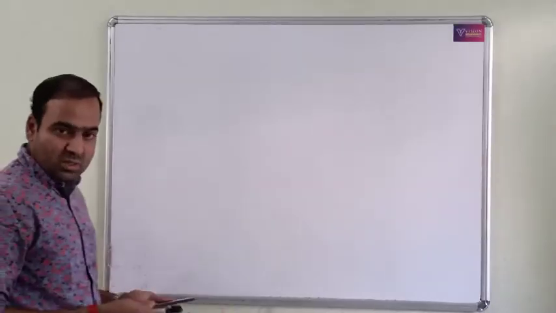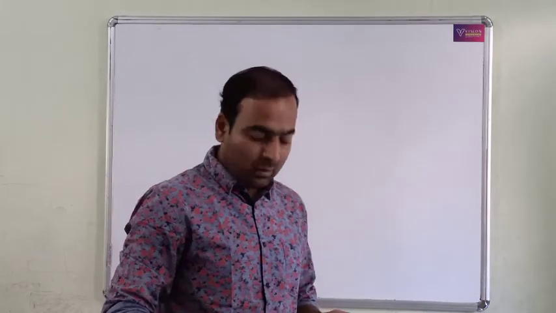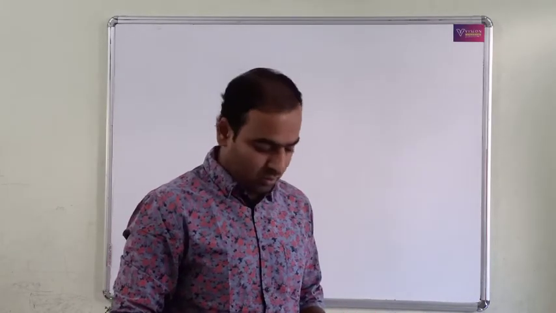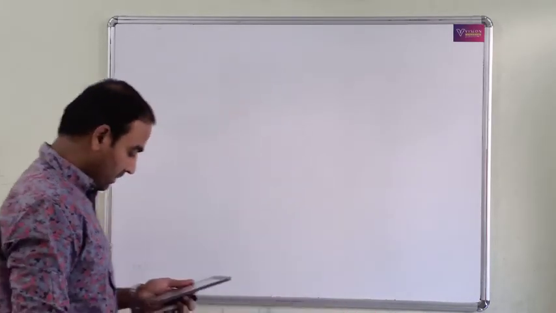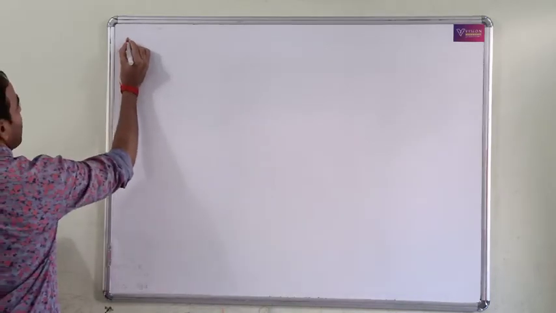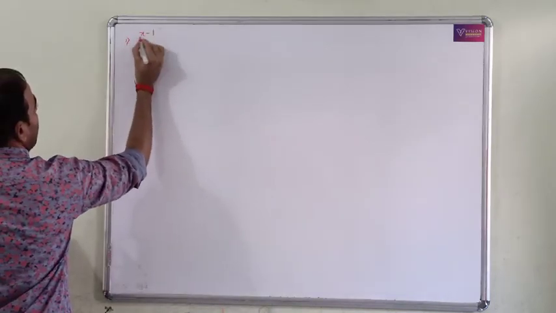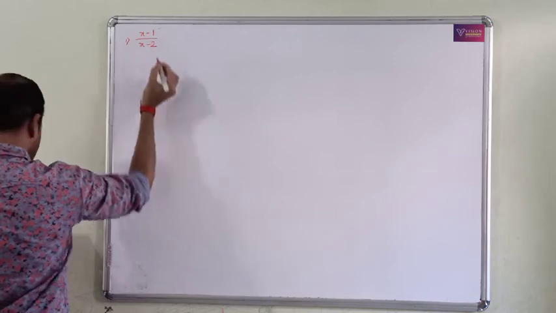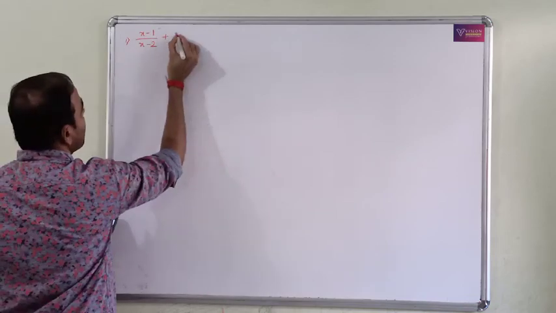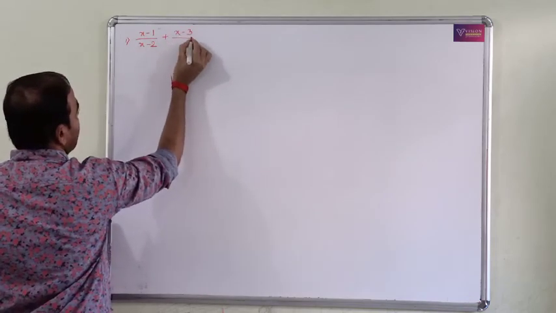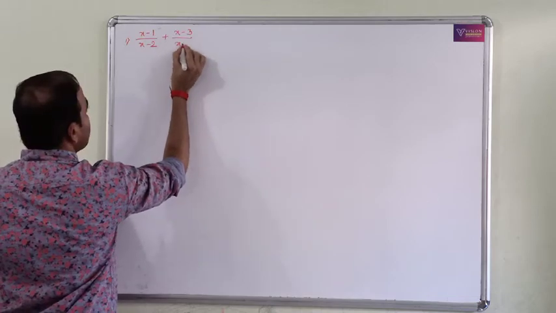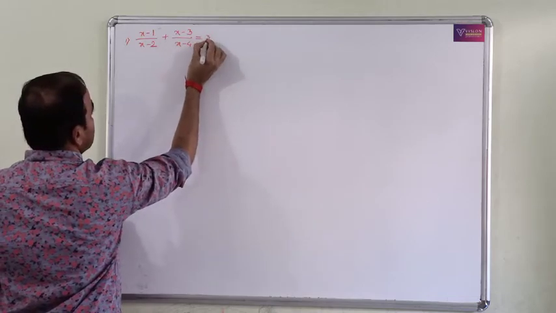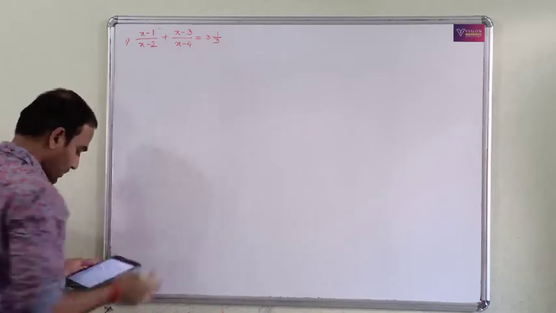So all the questions we are going to study here today, you have to practice all these questions at home also. Okay. So the first one is (x minus 1) upon (x minus 2) plus (x minus 3) upon (x minus 4) is equal to 3 1 by 3.